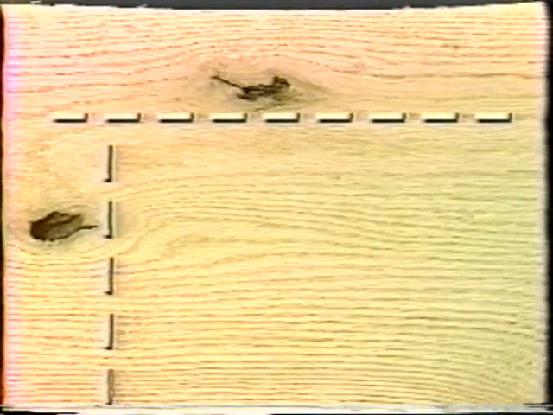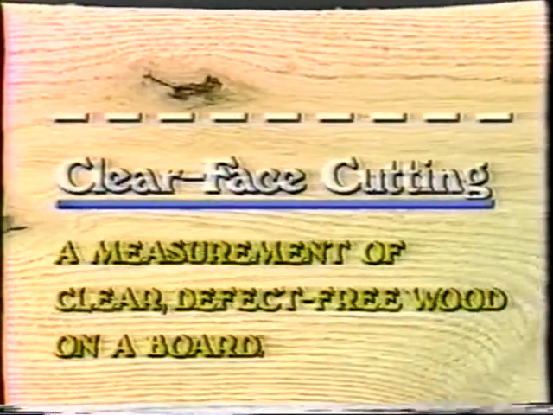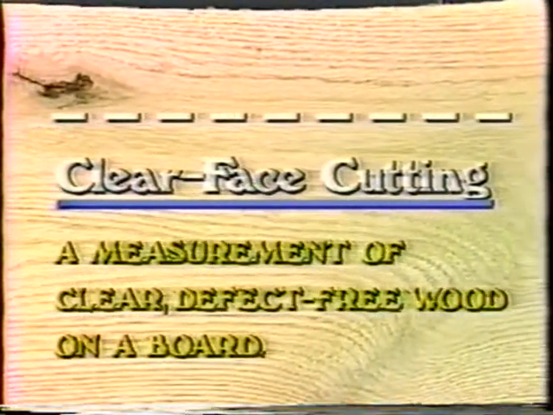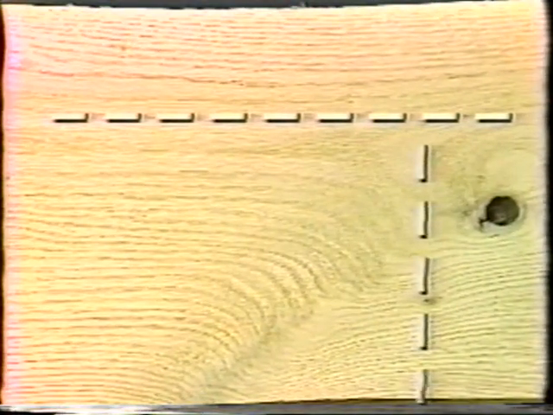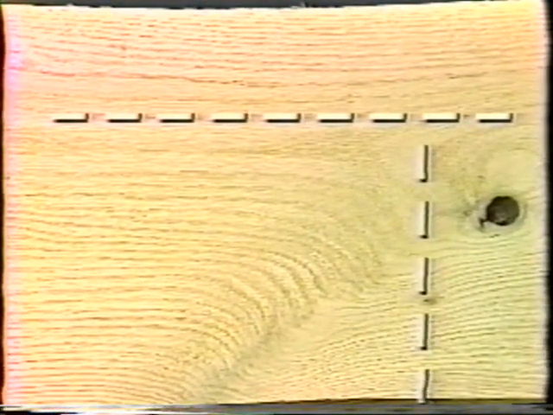A clear face cutting is a measurement of clear, defect-free wood on the board. All the grades have a minimum percentage of clear wood required, and an inspector will break the board down into these clear areas to determine grade.